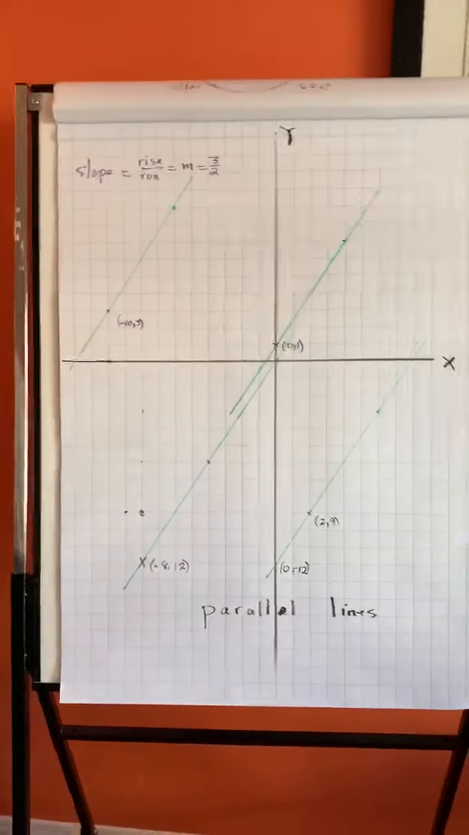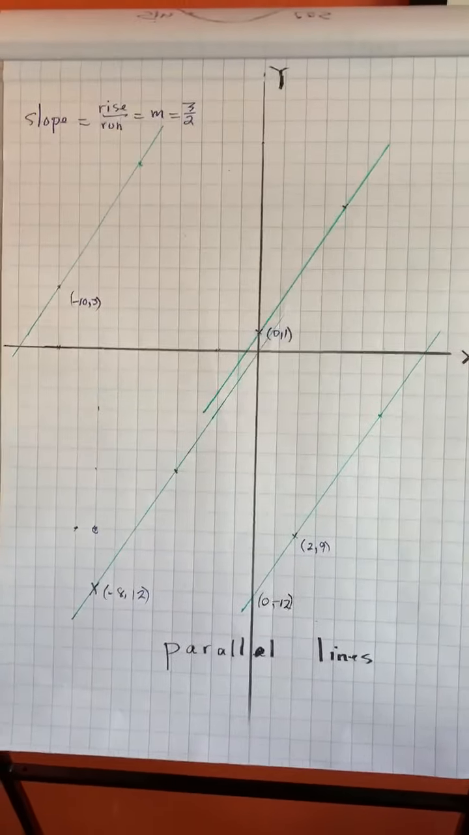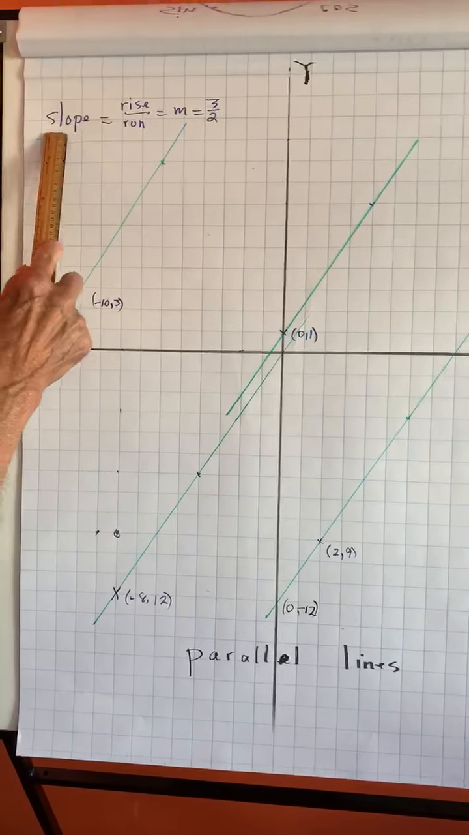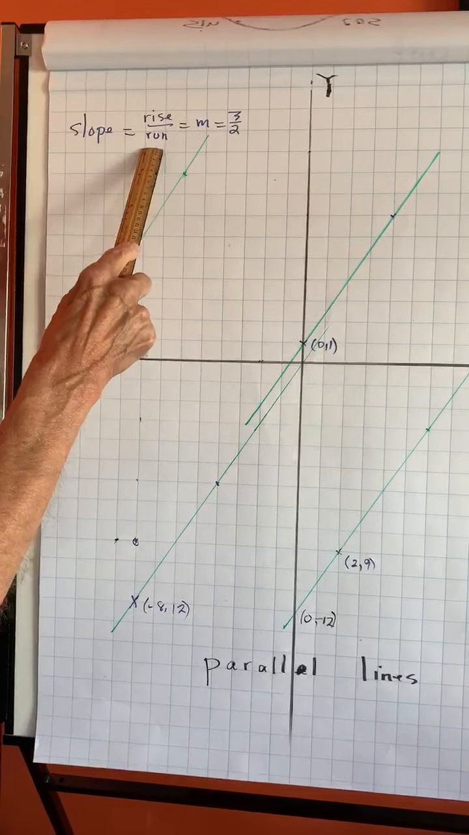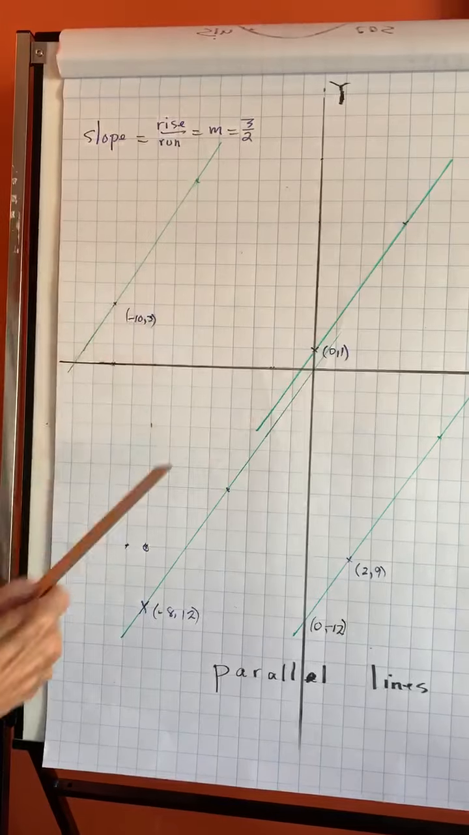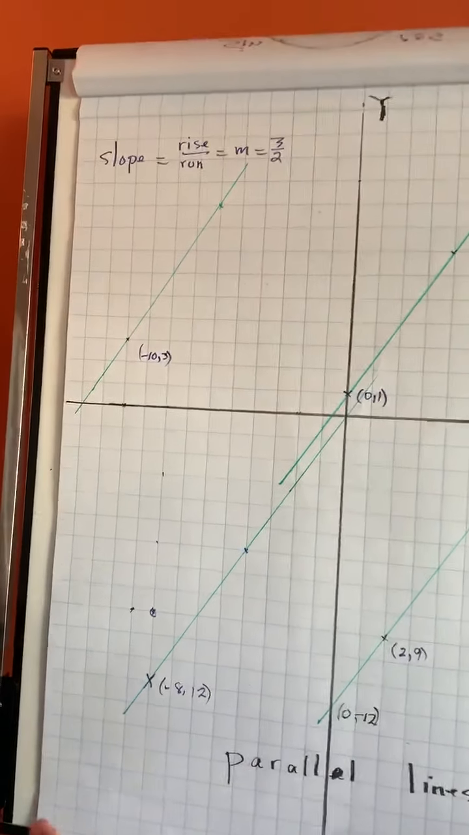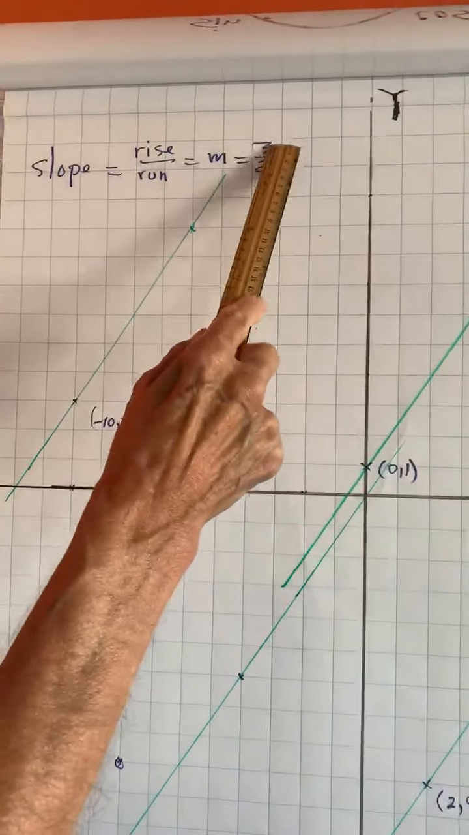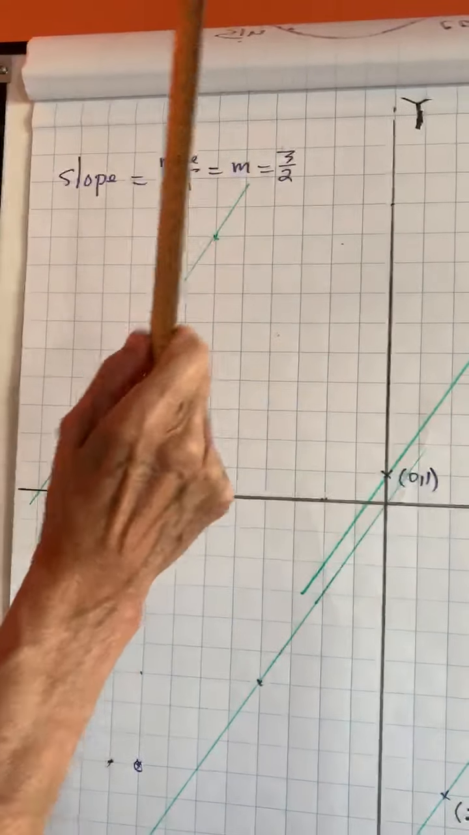Now we're on the X and Y axis over here, and we're going to talk about the slope, which is rise over run, and we have a symbol called M, which we use to describe the slope. And I'm going to do slopes that have a rise of 3 and a run of 2.